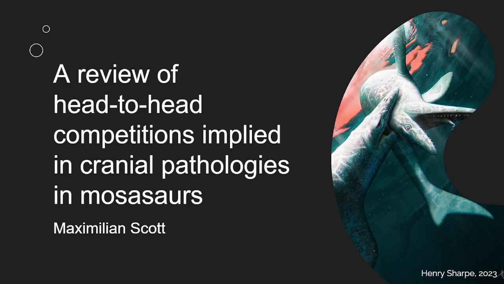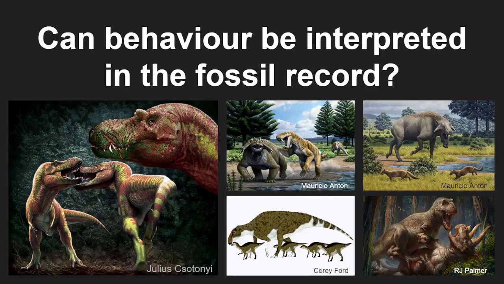This is the presentation of my thesis and what I've done so far on it. A review of head-to-head competitions implied in cranial pathologies in mosasaurs. So my research question overall is, can behavior be interpreted in the fossil record? And this is something that a lot of publications have tried to do, and a lot of publications have rather well supported, but nobody has, I think, conclusively answered this question.